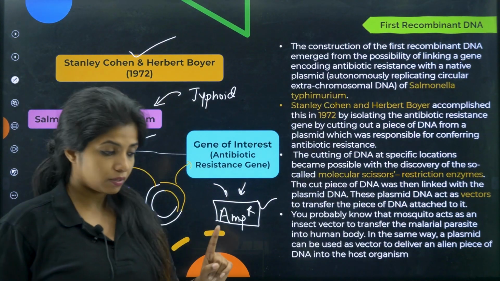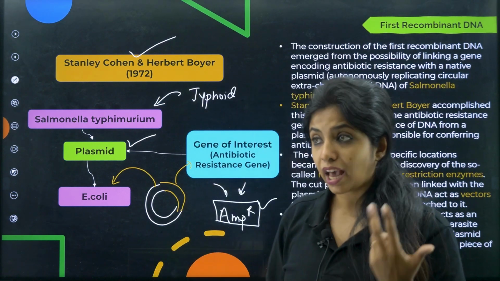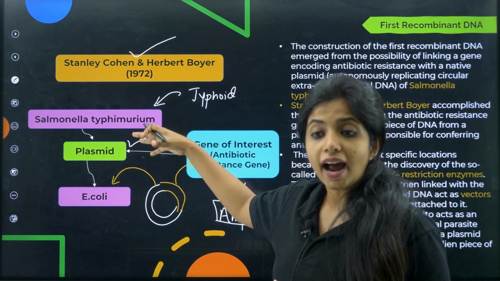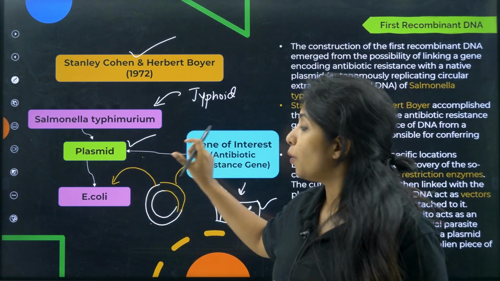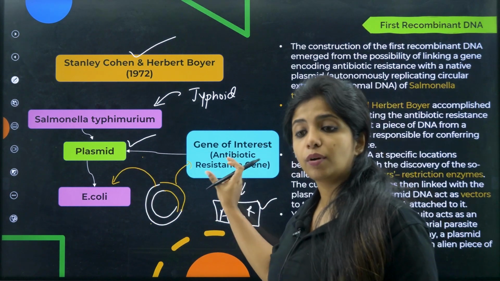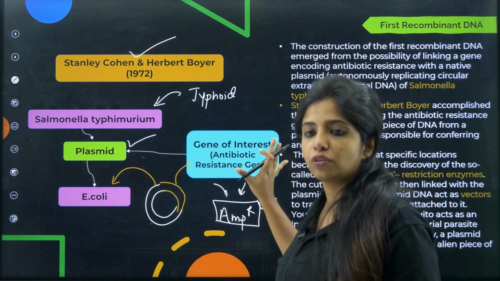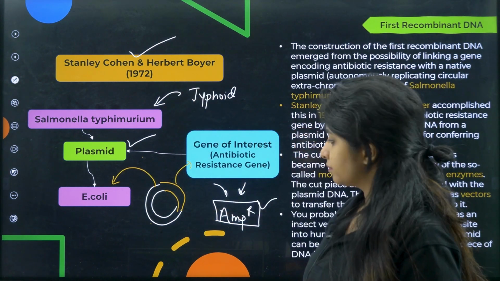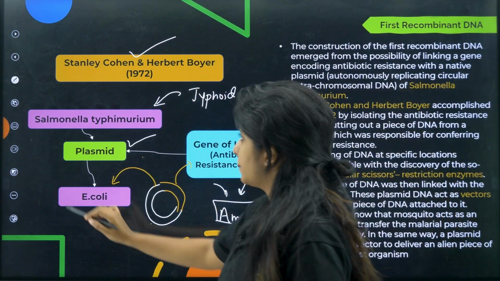So the question comes, what organism was used for this? That is Salmonella typhimurium, but the plasmid was taken from them and it was inserted in E. coli. Now what was the gene of interest, children? It was having an antibiotic resistant gene. That was the gene of interest. Now which year? 1972. Cool? I hope you got it.